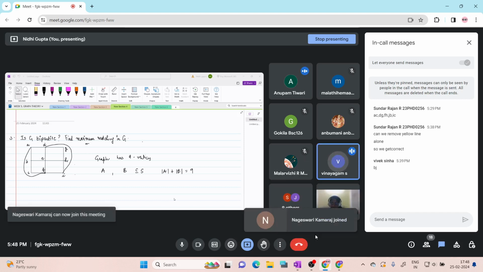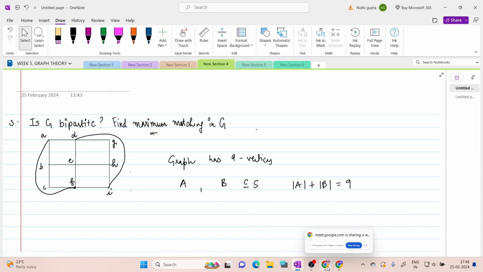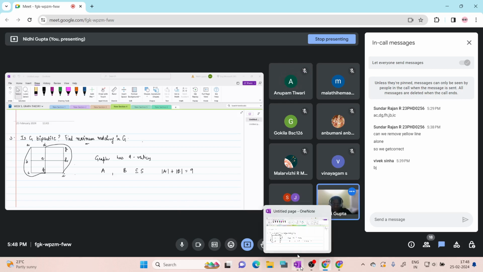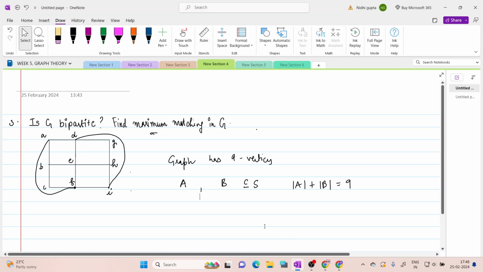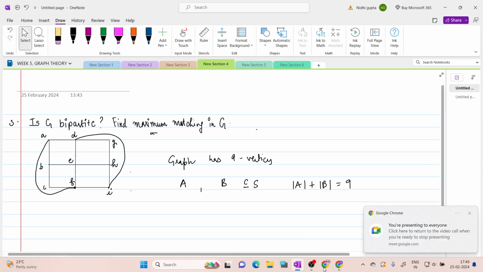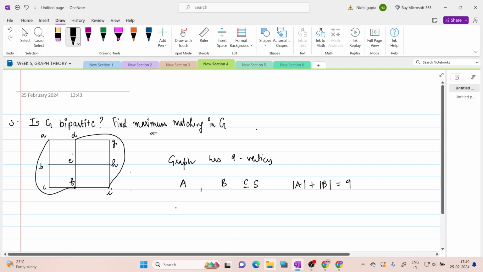Ma'am, it is a bipartite graph. Okay, Vinegam said it first. So he said it is bipartite. So what are the bipartitions then, if it is bipartite? Ma'am, it has an odd cycle, ma'am. So it is bipartite, ma'am. What is the cycle?